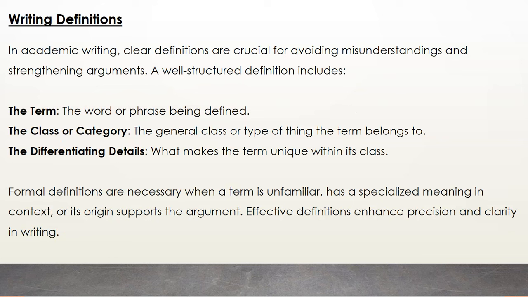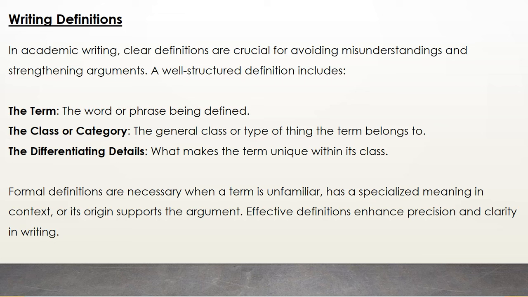So, defining a key concept is really important for academic writing. Definitions help us to avoid misunderstanding with their audience and strengthen the quality of your arguments. So, in academic writing, clear definitions are crucial for avoiding misunderstandings and strengthening your arguments. So, a well structured definition includes three items: the term, class or category, differentiating details.